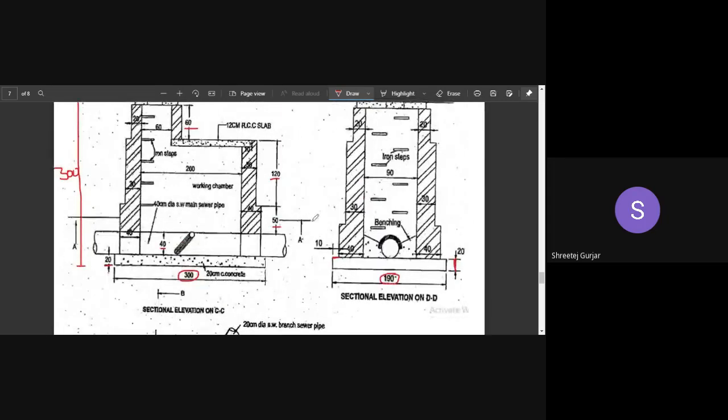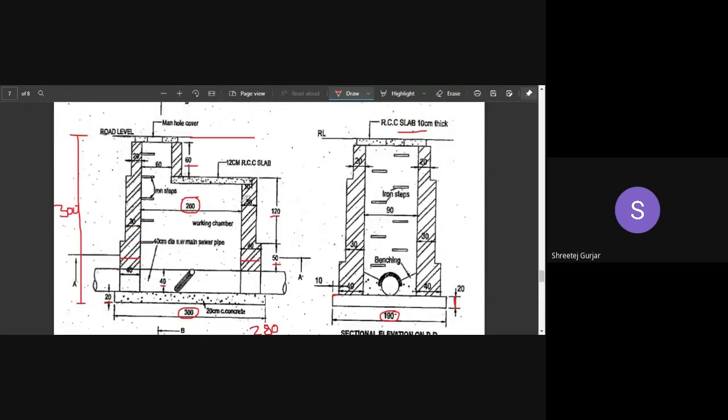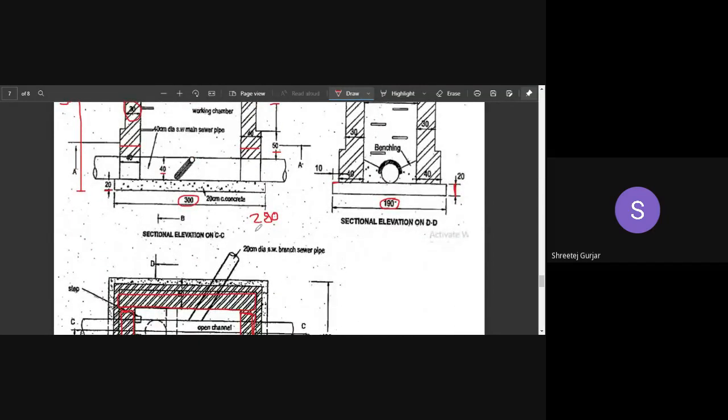So for the first step, the long wall length is what? It is the inner distance, right? 200 is the inner distance plus this 40 over here plus the 40 over here. So it will be 280. 280 for the first step. For the second step, what? 200 plus 30 plus 30. So 260.